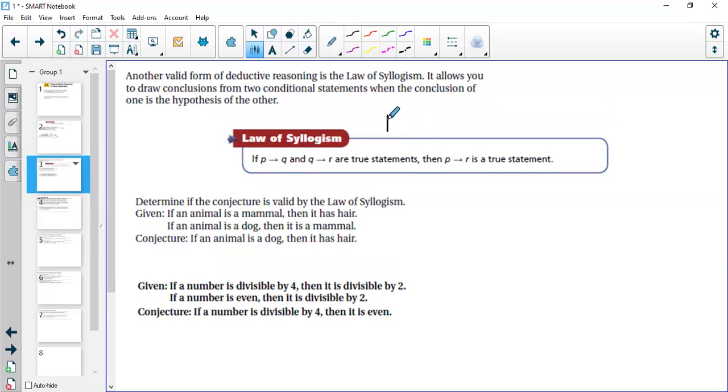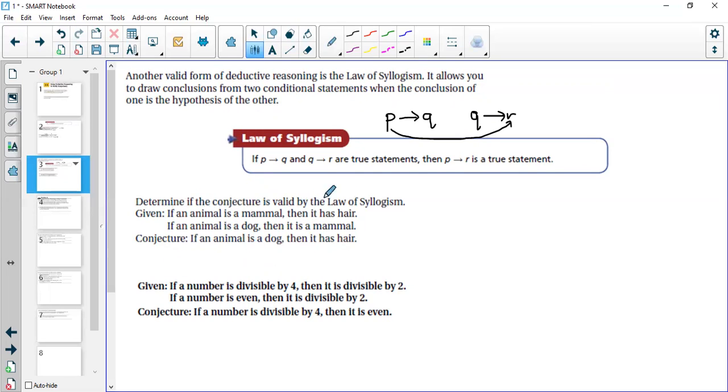So it says if P, that's the hypothesis, then Q. And there are two conditional statements now. So if Q, then R. So there are two situations. Then what happens is if P then R is true. So as I said, it works like a chain. Let's see when we do the examples; it will be more clear. The law of detachment works with only two things, but the law of syllogism works with three things.